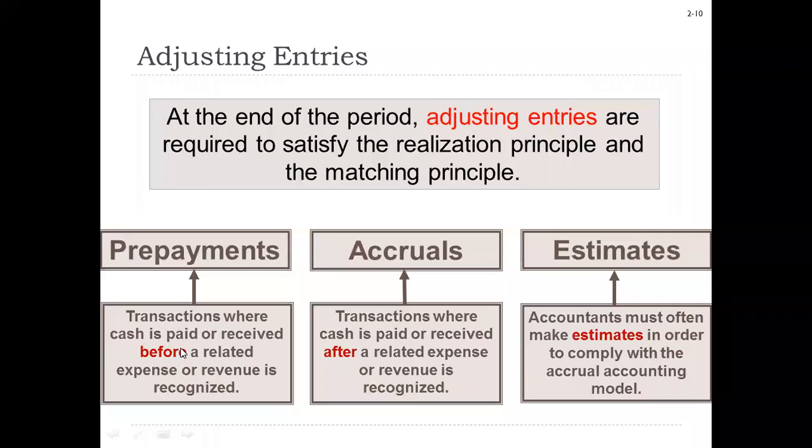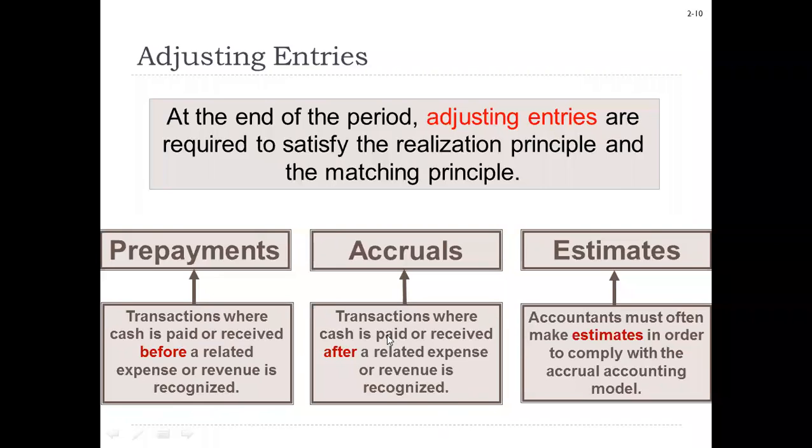So for example, it's somebody paying ahead of time before the services are rendered. That's a prepayment. We can't record it as revenue until something is done, so the work is completed. But if there's a prepayment, the work has not yet been completed, so we have to adjust for that.